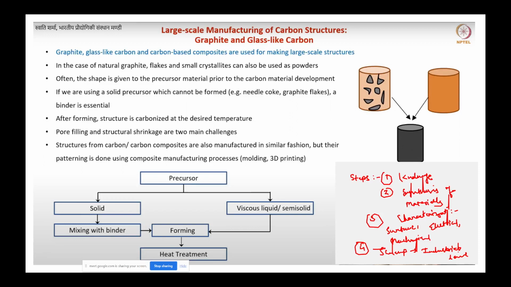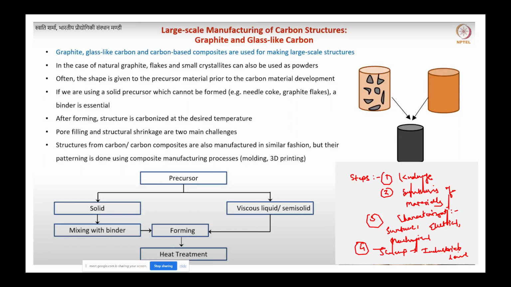So the main thing is large scale manufacturing of carbon structures, such as graphite and glass like carbon. Up to the research lab scale, it is quite fine, but it is very important nowadays that whatever you are doing can be scaled up, so you can easily scale up that manufacturing process.